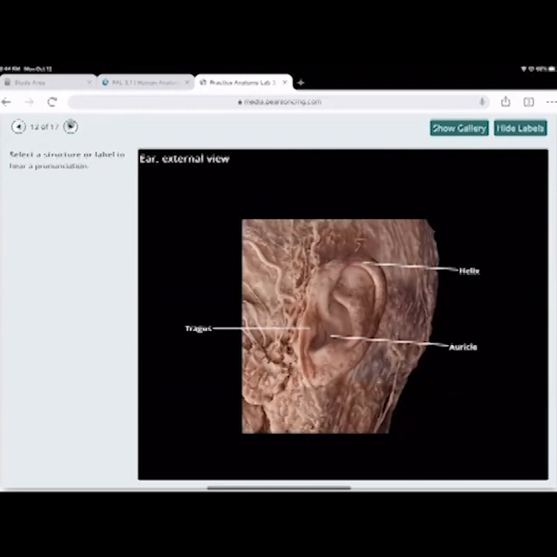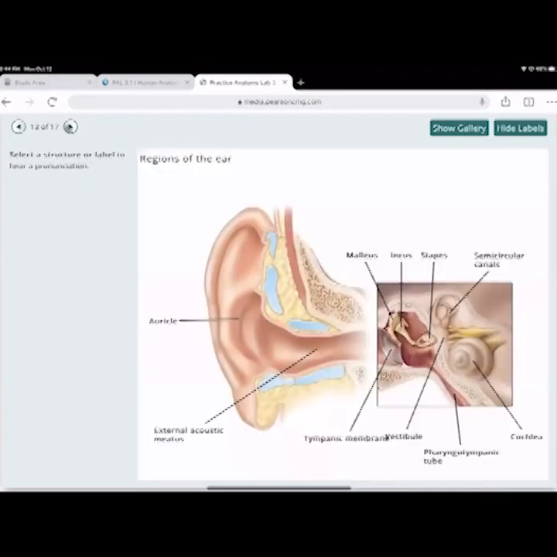Okay, looking at the ear, you have the helix, which is the tip of the ear. You have the auricle, which is the entire external portion of the ear. And you have the tragus of the ear. The tragus is the inner fold where it sticks out onto the external acoustic meatus. This is your external acoustic meatus.